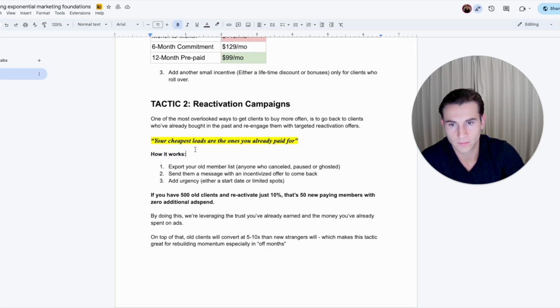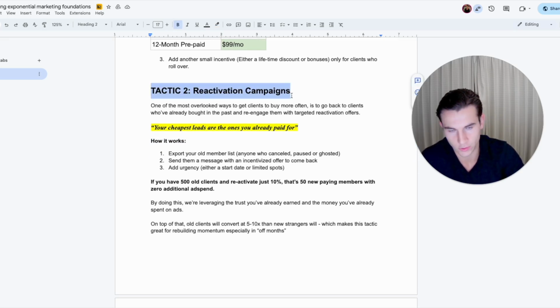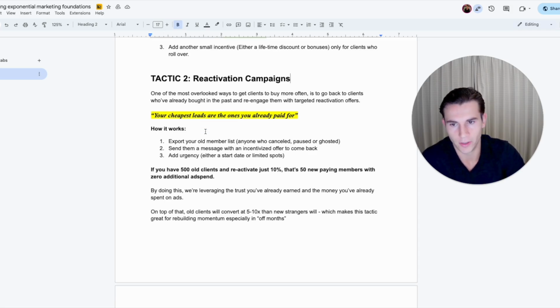So how it works. This is just a very basic strategy that every gym owner should understand how to do. I have a video on my channel that is probably like 2 years old at this point that talks about how to do this, and it's a tutorial, so you can go find that on my channel. But all in all, what you're doing is you're pretty much exporting your old member list. So anyone who's canceled, paused, or ghosted, whatever, you're going to send them a message with an incentivized offer to come back, okay? And you're going to add urgency and scarcity, okay?